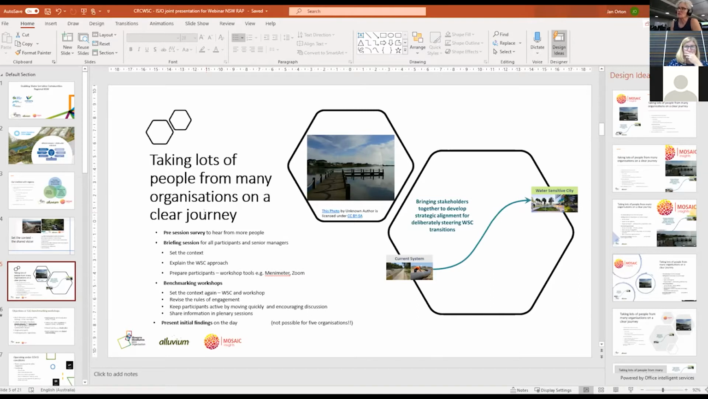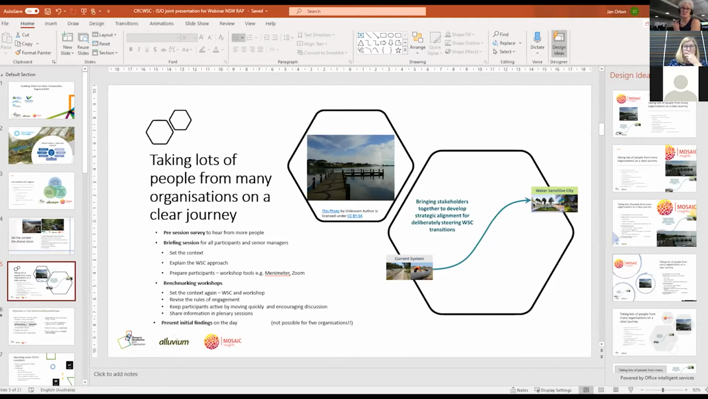Then again, the benchmarking workshops, where it was setting the context again, we really needed to revise the rules of engagement because it was an online forum. We needed to keep participants active by moving quite quickly through the sessions and encouraging discussion, but keeping things active, and then sharing information in the plenary sessions at the end.